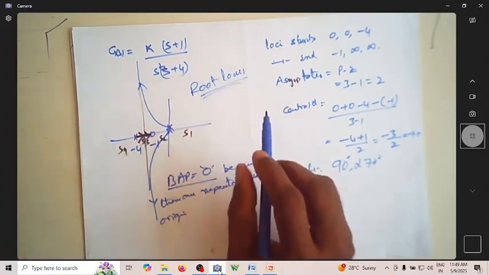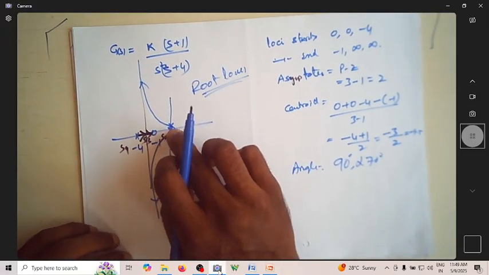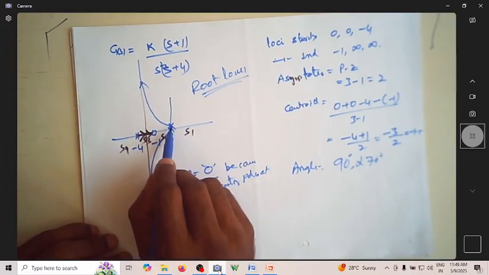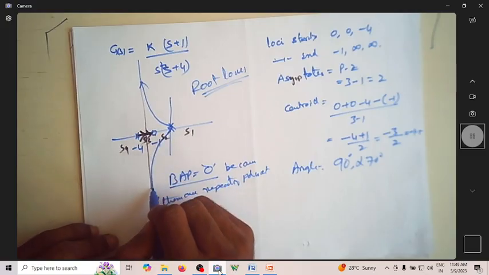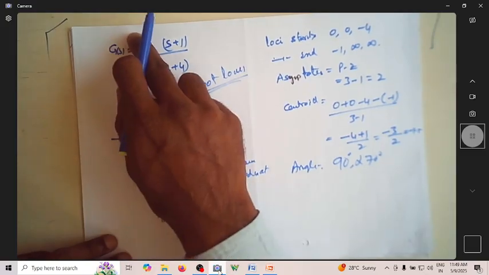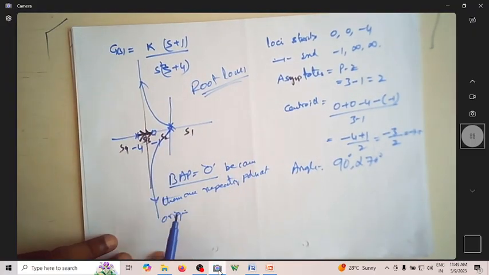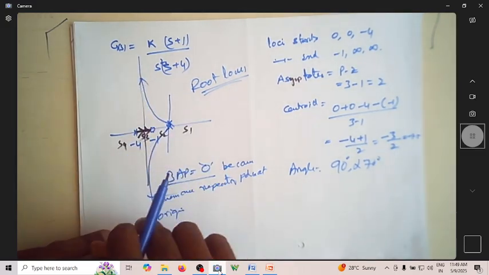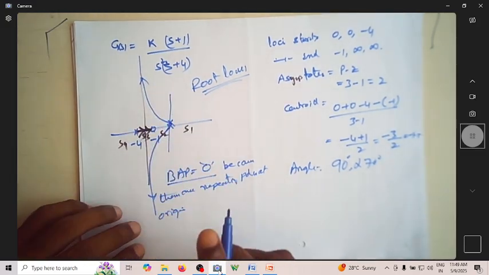How do you say this is the root locus? Because this pole will terminate here, and this pole will be here. So these two roots will go to infinity along with these asymptotes. So it will never cross the imaginary axis.